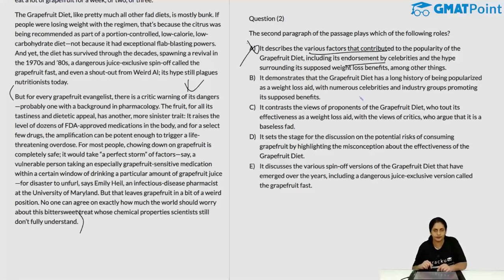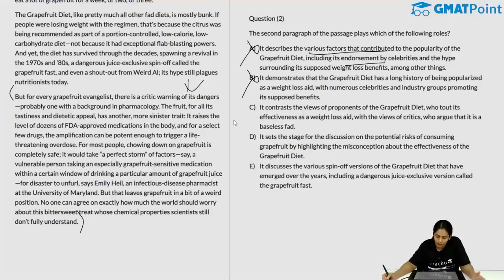This is the point of it, okay? Main point of the paragraph. If they ask you, okay, what is the main point of the paragraph? This would be a fairly good summary of the paragraph as such. But the role it plays is essentially giving the significance of the third paragraph, which is missing over here. So we can eliminate option B.